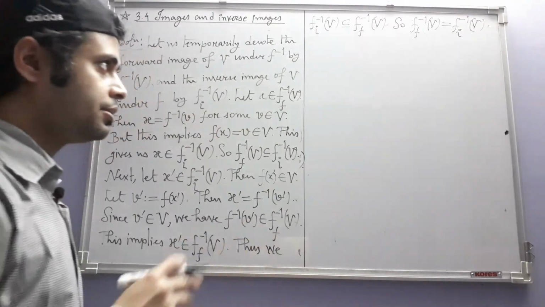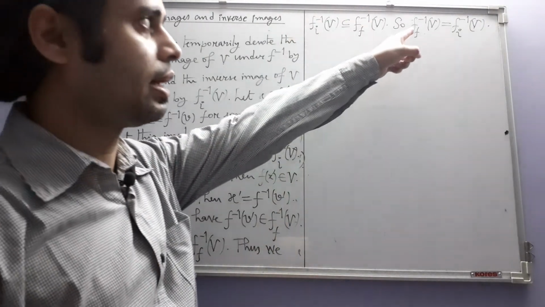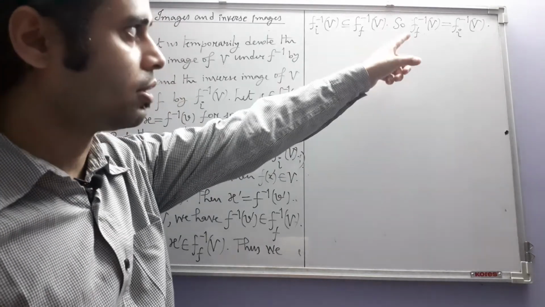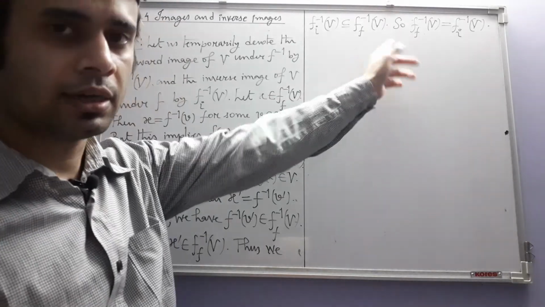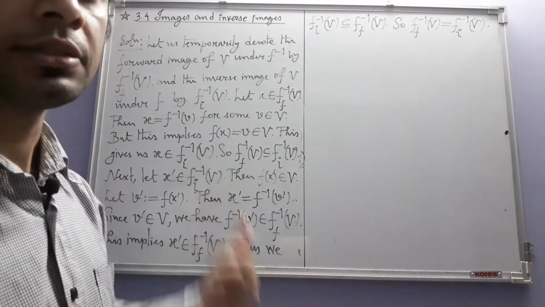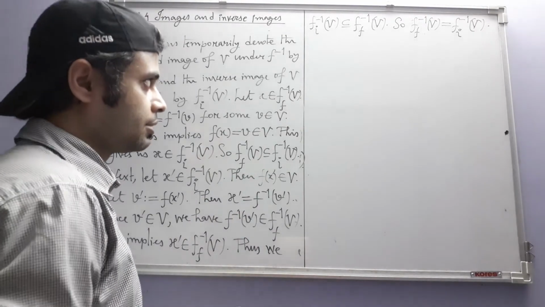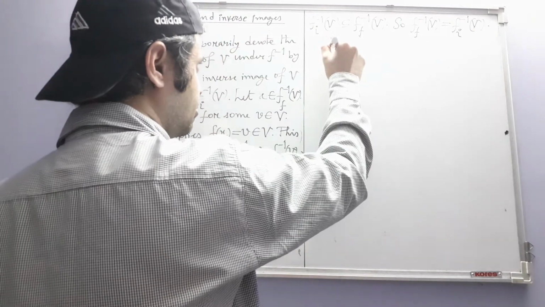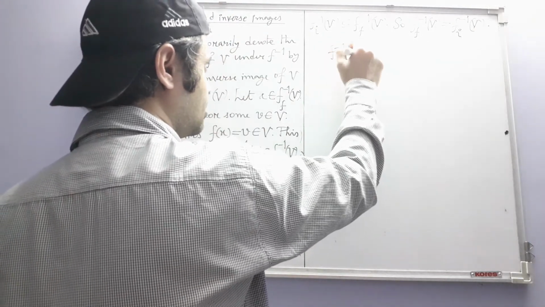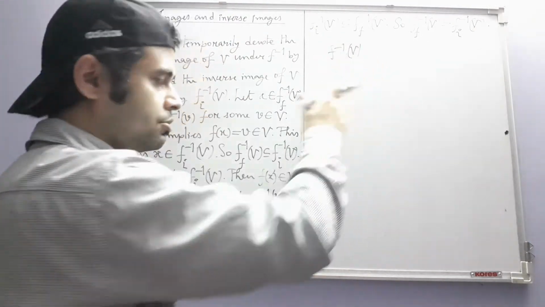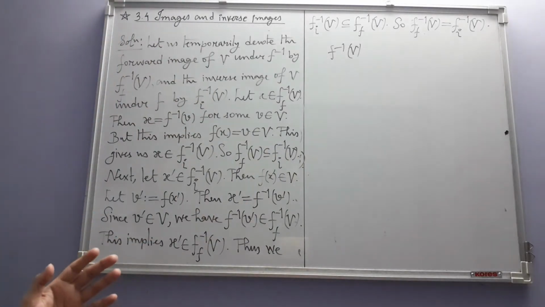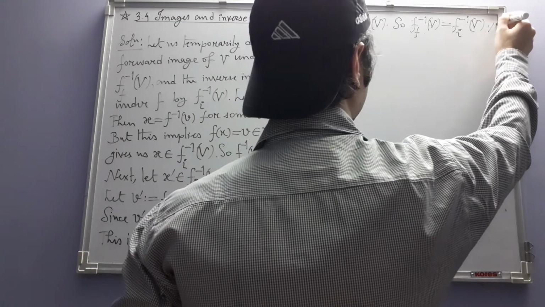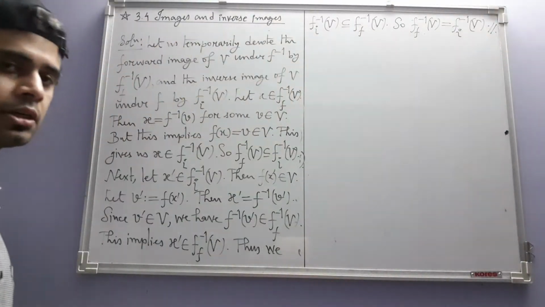So whether we treat this set as the inverse image of V under F or the forward image of V under F inverse, it does not matter. They are the same set. So that's why we can drop these subscripts now and denote this set simply by this notation, which we have done, and now it is justified. Okay, so here the solution ends.